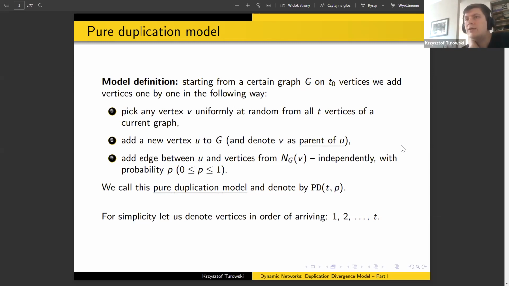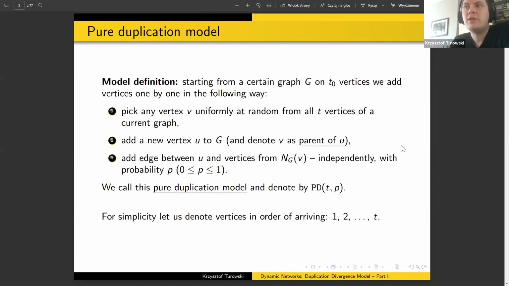I described it here the other way around, but a new vertex arrives. It is chosen as a child of another vertex. And then we pick every neighbor of the parent, and we flip a coin with probability p. And if it turns up heads, then we add an edge between our new vertex and the neighbor of the parent. Note that in this model, there is no connection between a new vertex and its parent. So a new vertex can, with large probability, be at distance 2 from its father.